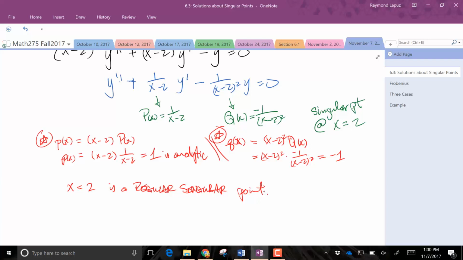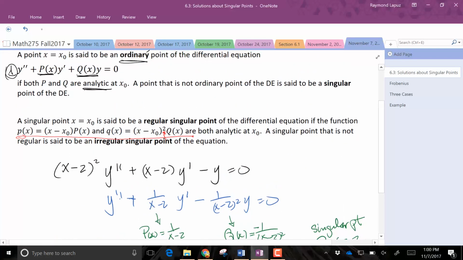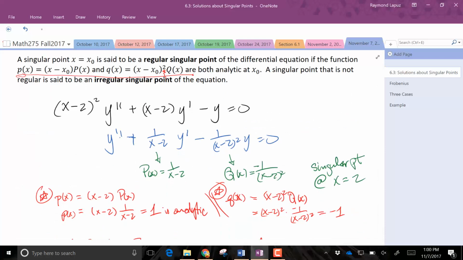So we're kind of forcing ourselves to try to create a power series around a point like this. Now, the original differential equation, without putting it in standard form, didn't have any issues about being analytic. So we should be able to create a power series around 2 for this differential equation. But because it's a regular singular point, we have to be a little bit more careful about how we come up with our power series.